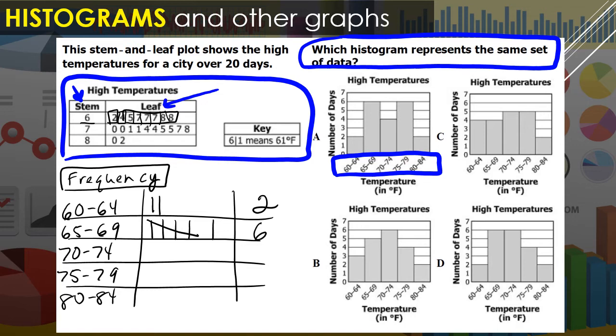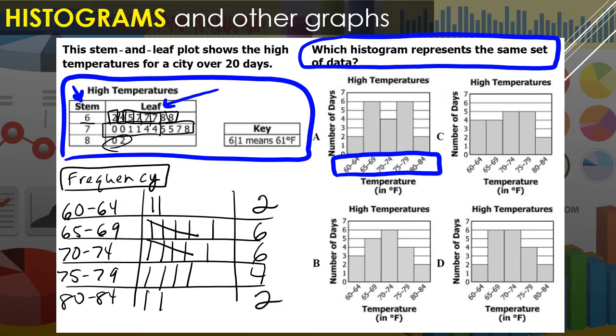And let's keep going. We need to get 70 to 74. So we're looking at this grouping of numbers right here. We have 70 gets a check, another 70, 71, another 71, 74, and another 74 gives us 6 total in that category. And then 75 through 79. Looks like there's 4 data points. So 75, another 75, 78, 77, sorry, and then 78 gives us 4. And then between 80 and 84, we have 80 and 82. So we have 2 data points there.